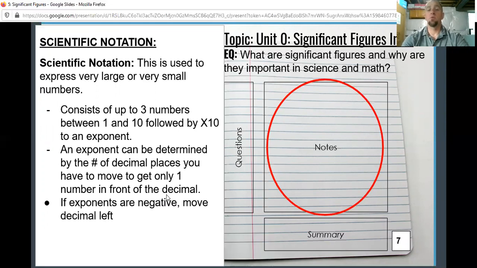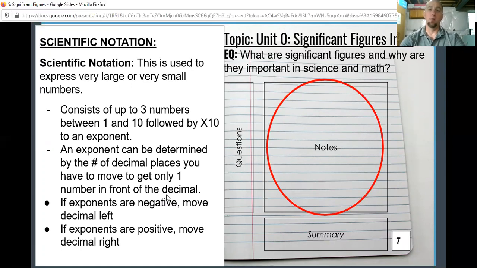Okay, if exponents are negative, we move the decimal to the left. If exponents are positive, we move the decimal to the right. Now, another way that I like to think about this is if I look at a number and it has a negative exponent, that tells me that after moving the decimal, I should have a number that's smaller than that coefficient that I'm looking at. And we'll look at the parts of that here in a minute.